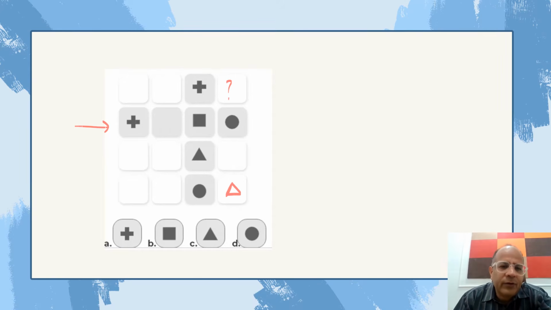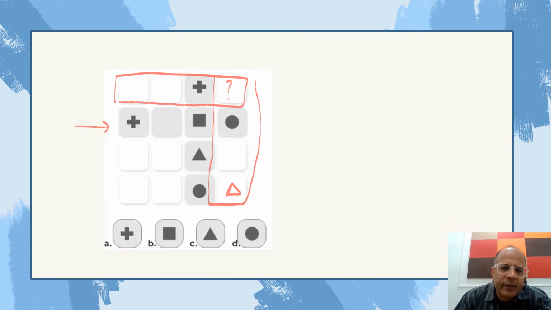So basically, if you need to fill this, let's try to figure it out. This element over here is part of this row, and it is also part of this column, as in it is the common element over here. Since it is part of this column, and if I look at this column, there is a circle already and a triangle already. So if I'm concerned with filling this column, what can be the possibilities? There can be a square and there can be a plus sign.